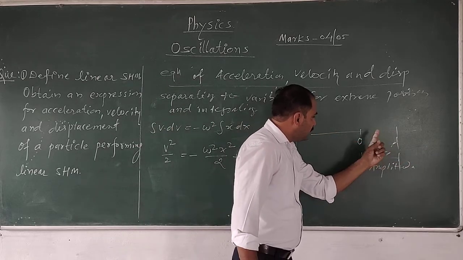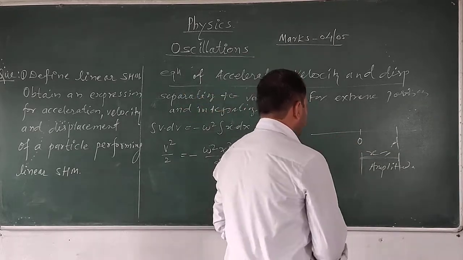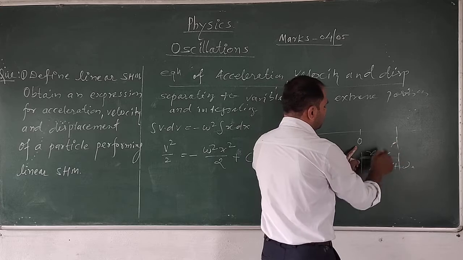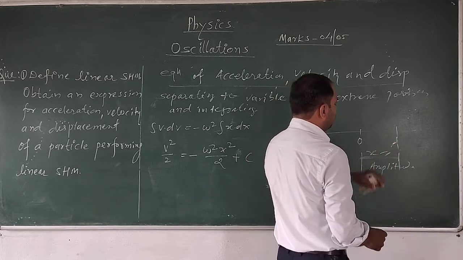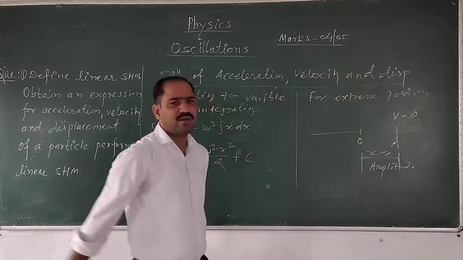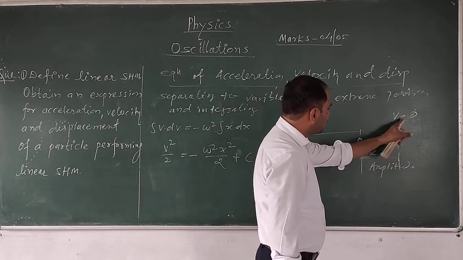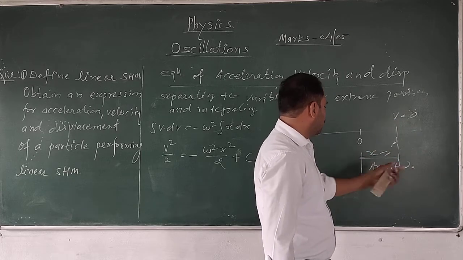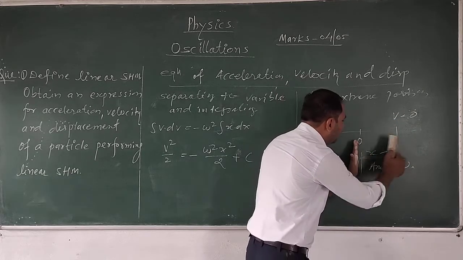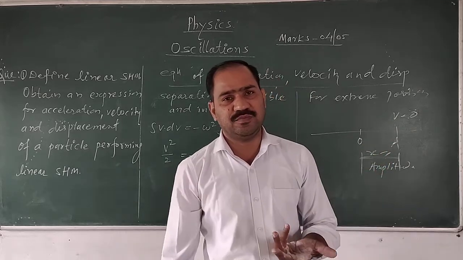When the particle starts its motion from the extreme position, the displacement is A, that is, a equal to s, let us assume. And here the velocity will be 0. At the point A, the velocity of the particle v is equal to 0, but the displacement from the mean position is the maximum, that is equal to capital A or minus A.